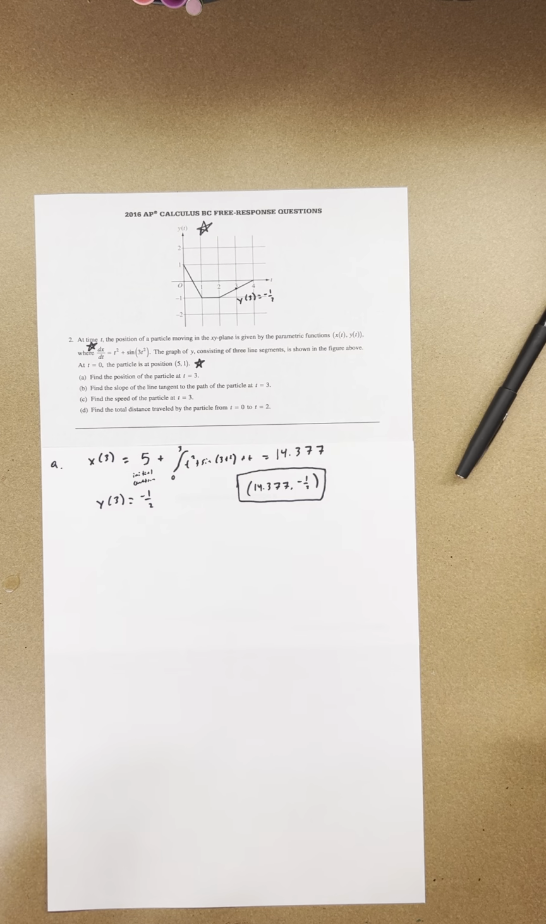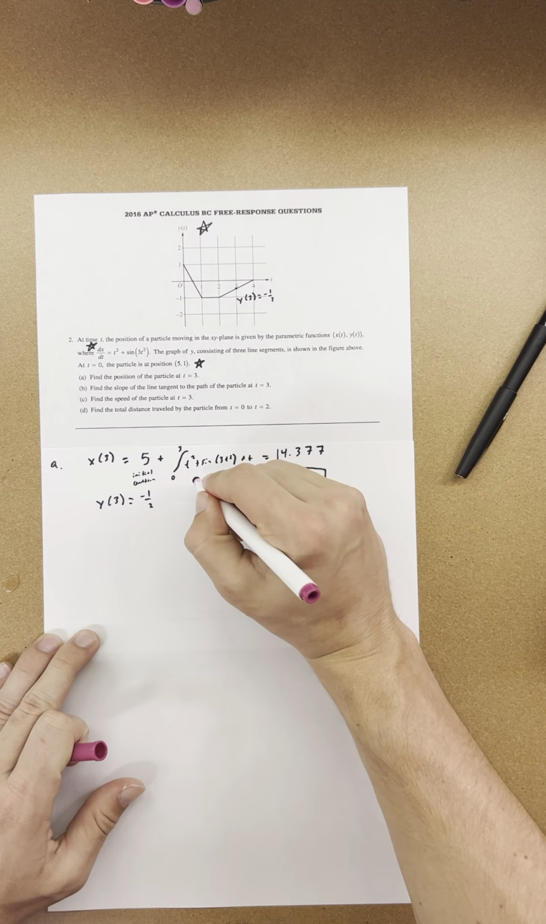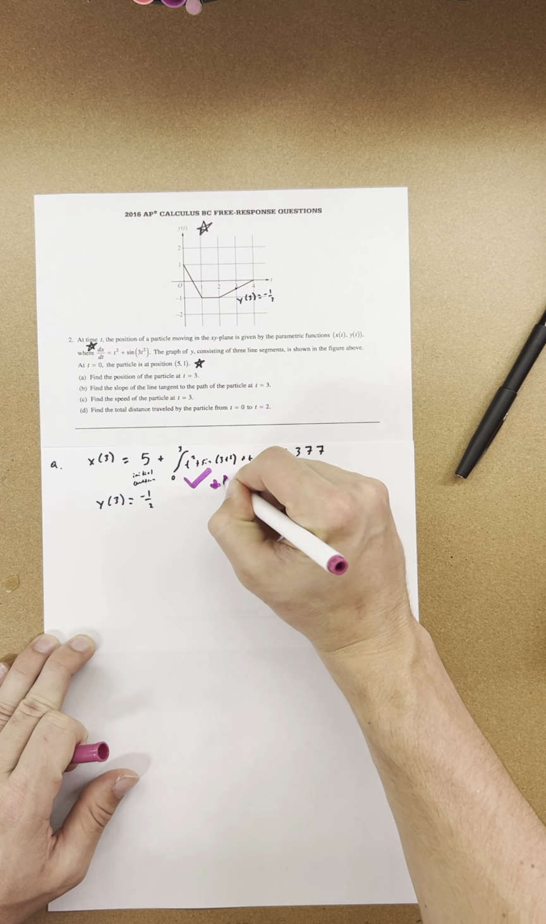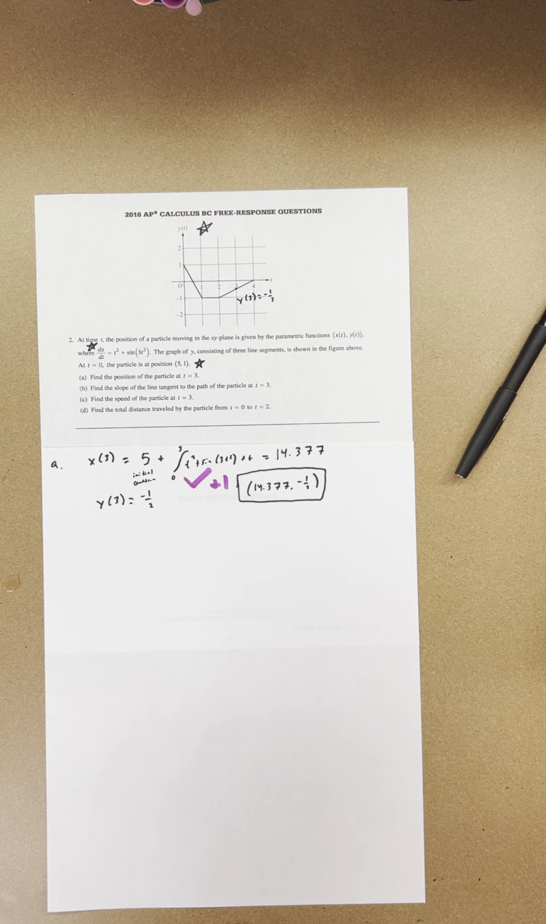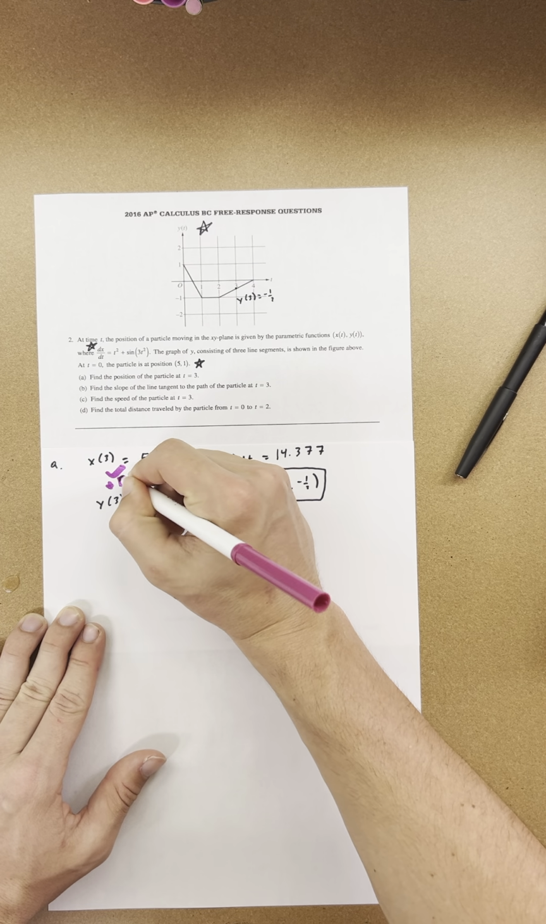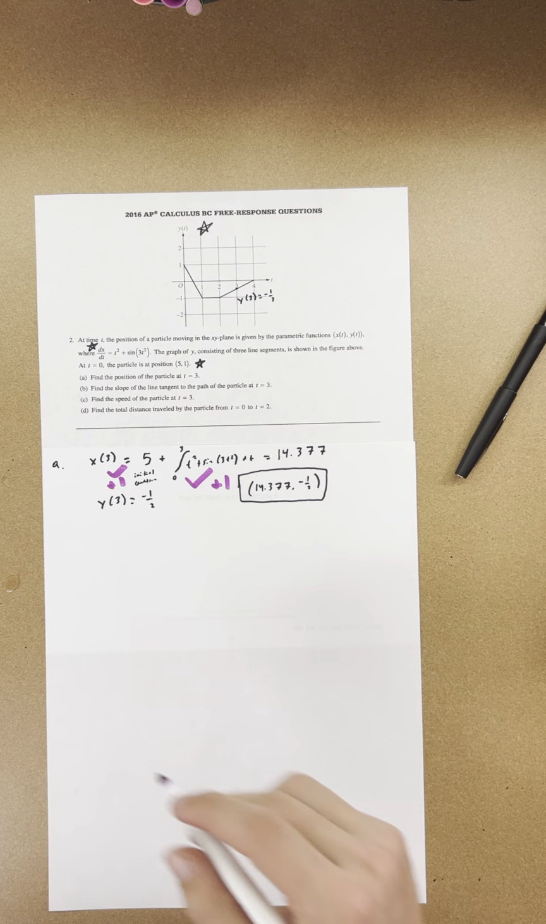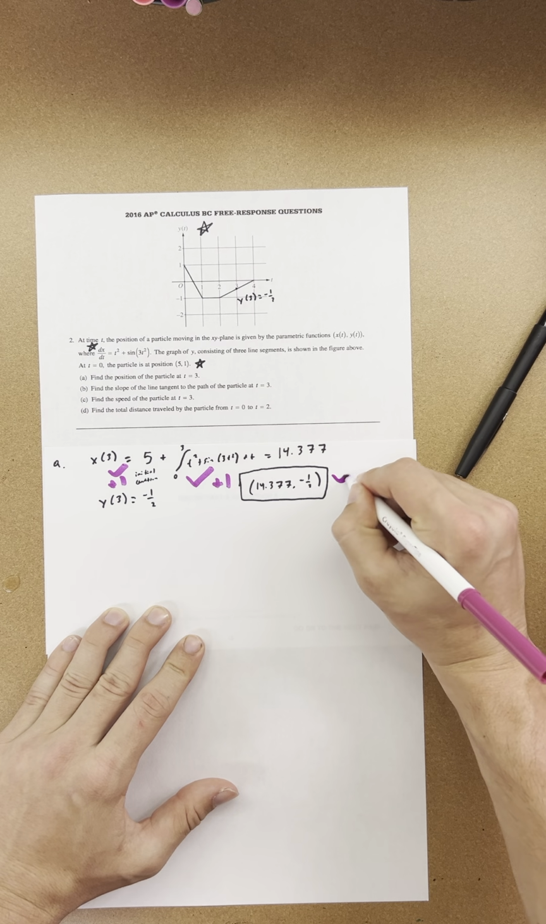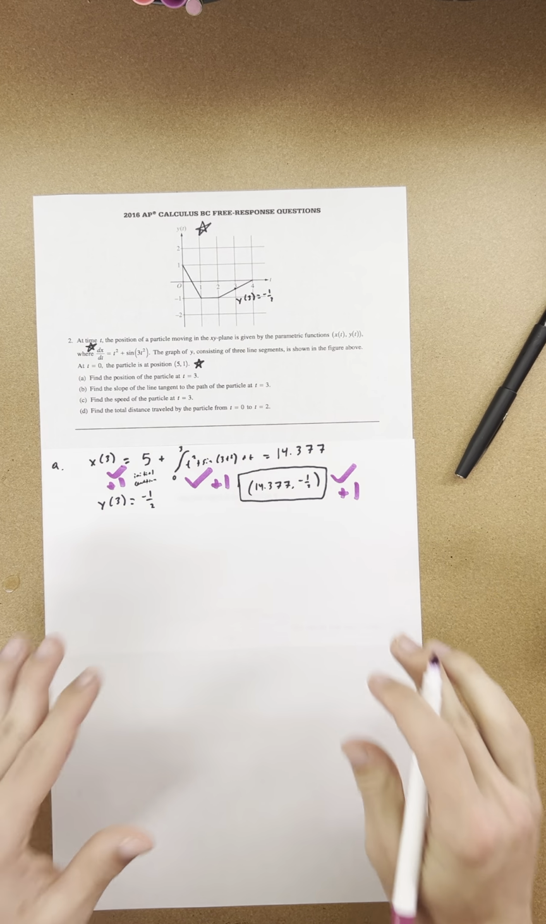Scoring. First point: getting the correct integral with the correct bounds. We're integrating dx/dt from 0 to 3, so that's our first point. Second point, we need to use the initial condition, (5, 1) at t equals 0. Got that right there. And then finally, we get another point for getting the right answer, which is that.